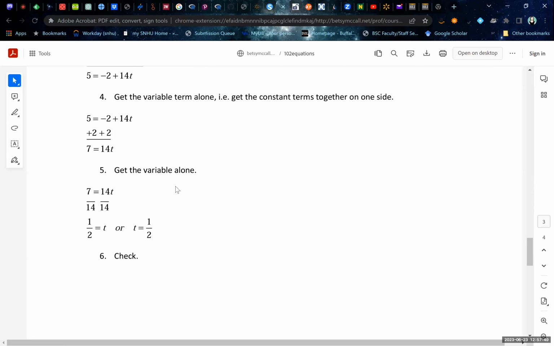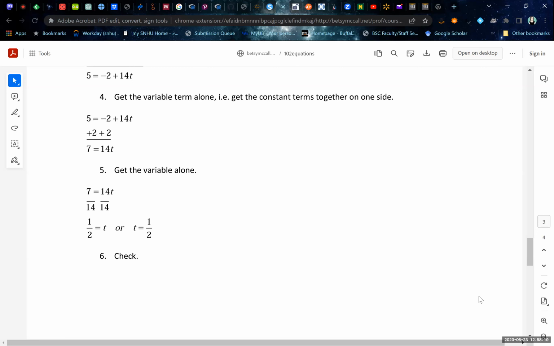And then I want to get the variable entirely by itself, and I go back to my multiplication property. I divide by 14. Again, I can divide by anything I want as long as it's not 0. If this is already a fraction, use your reciprocal to multiply rather than divide by a fraction. But this is equivalent to multiplying by 1 over 14. 7 over 14 is 1/2. And so what we get is t is 1/2.